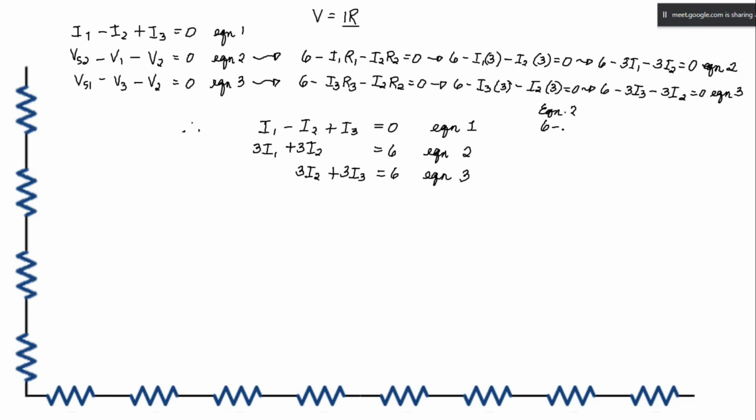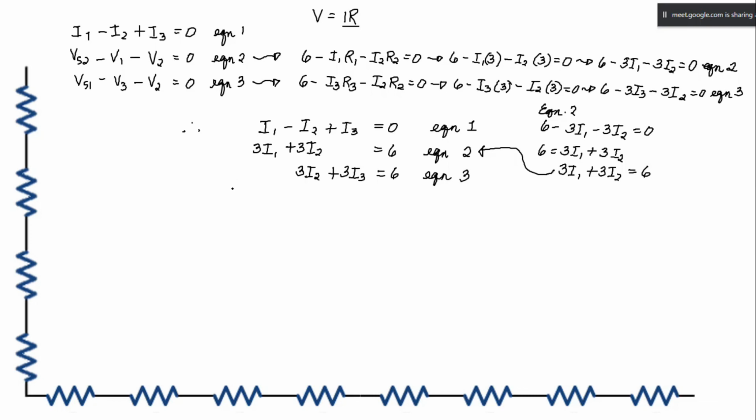Equation 2. 6 minus 3 I sub 1 minus 3 I sub 2 equals 0. Transpose po natin siya. So, 6 equals, ang negative magiging positive, 3 times I sub 1, ang negative magiging positive, 3 times I sub 2. Or, 3 times I sub 1 plus 3 times I sub 2 equals 6. Same po siya dito. Similar lang pa rin po yan sa equation number 3.